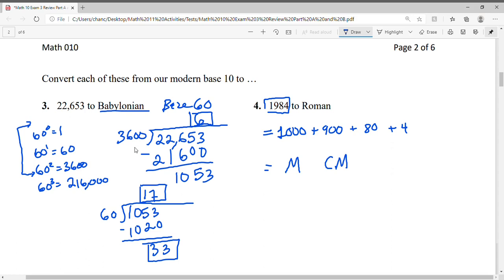How do we write 80? Well, that's equivalent to 50 plus 30, so L is 50, and 30 is 3 X's. Now, how do we write a 4? Well, that's going to be IV, because the I is on the left. We'll subtract 1 from 5, so that gives us a 4. So this is our solution: M, CM, L, X, X, X, IV.